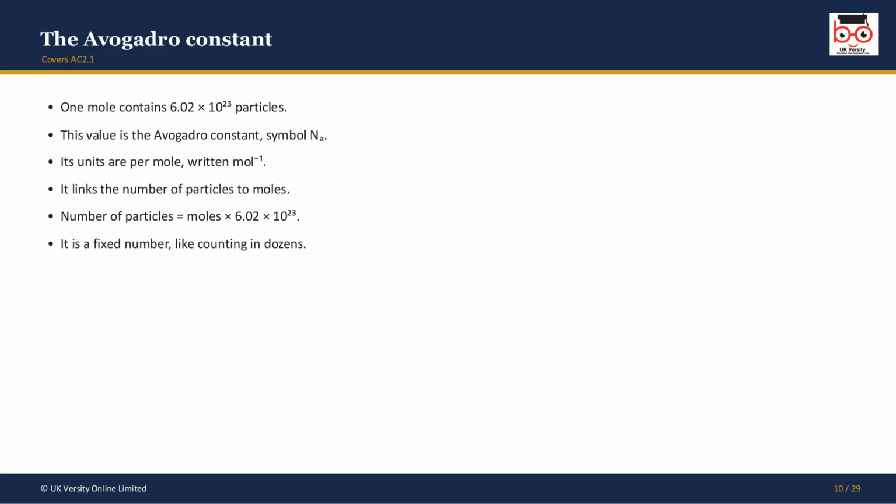That Avogadro number deserves a slide of its own. 1 mole contains 6.02 times 10 to the power 23 particles, an almost unimaginably large number, and we call it the Avogadro constant, symbol NA. Its units are per mole. It's the bridge between the number of particles and the number of moles. The number of particles equals the moles multiplied by 6.02 times 10 to the power 23. Think of it as counting in a very, very big dozen.